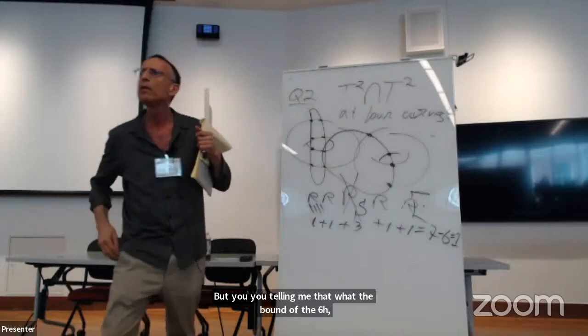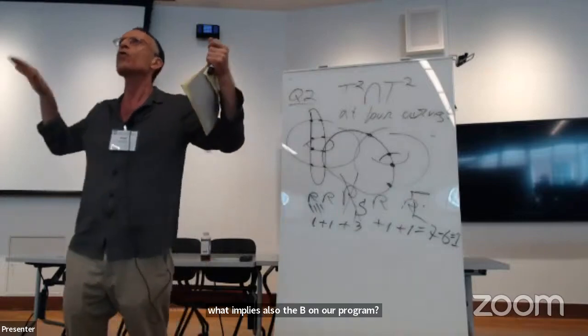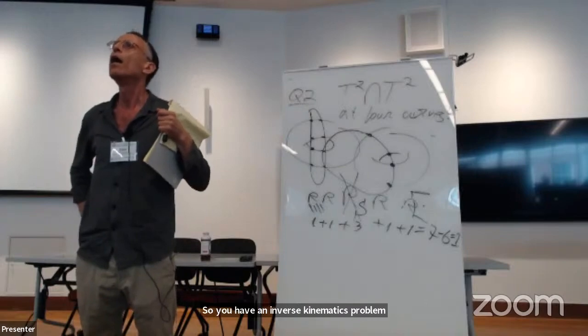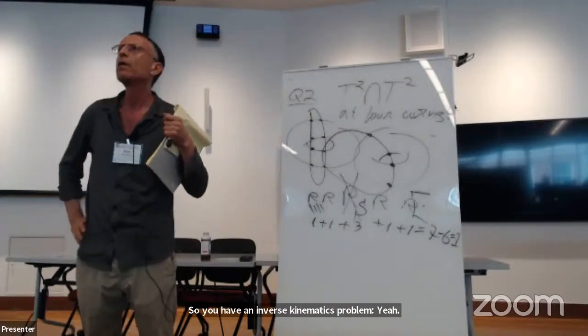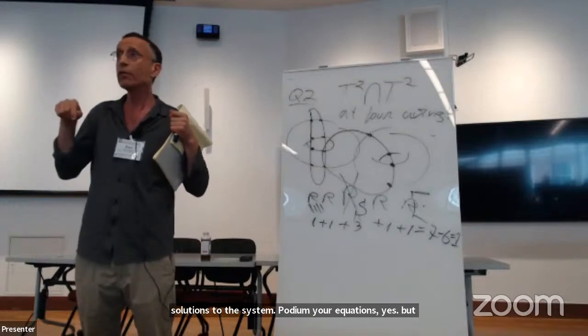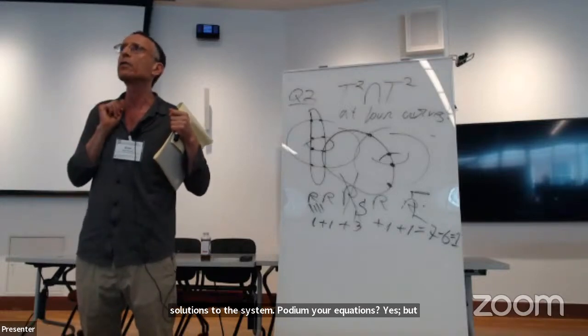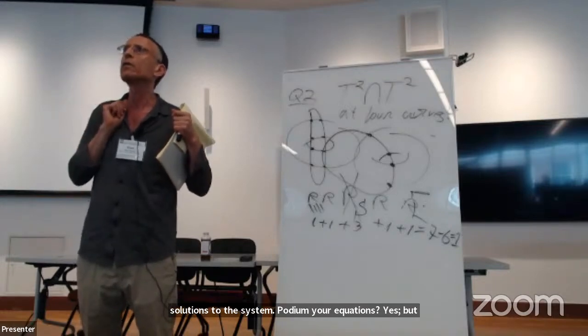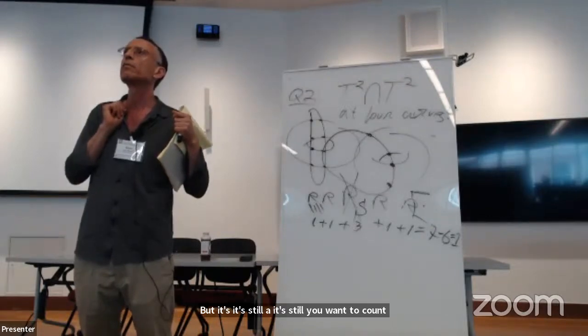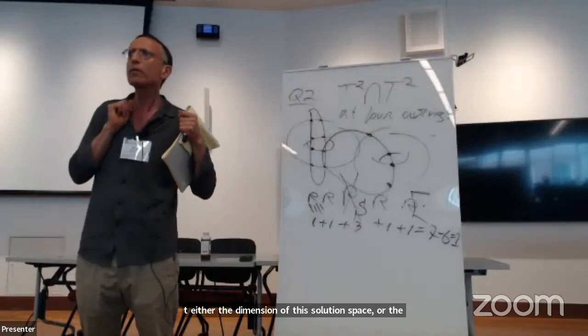So you have an inverse kinematics problem. Yeah, the usual one, the classical one. Just a classical inverse kinematics problem, which you can rewrite as a system of polynomial equations, right? Yes, correct. And then you want to count the number of solutions to the system of polynomial equations? Yes, but now I have only 5 degrees of freedom and only 5 conditions. But you still want to count either the dimension of the solution space or the number of solutions. Yes, and so do you have any insight?